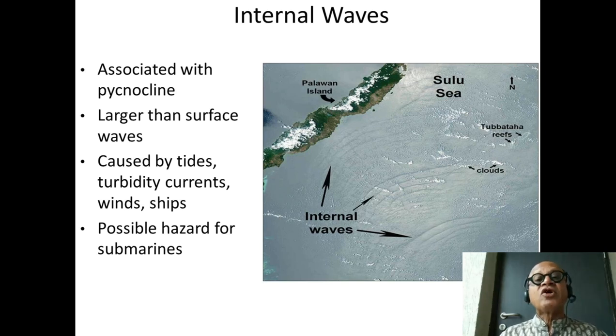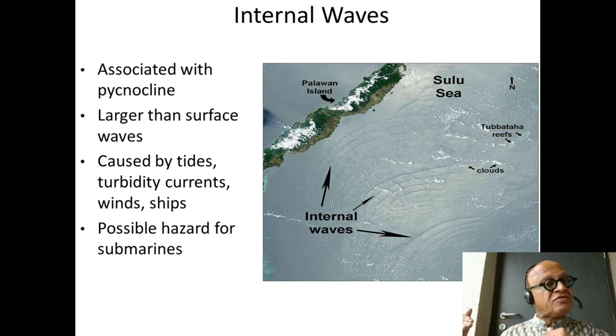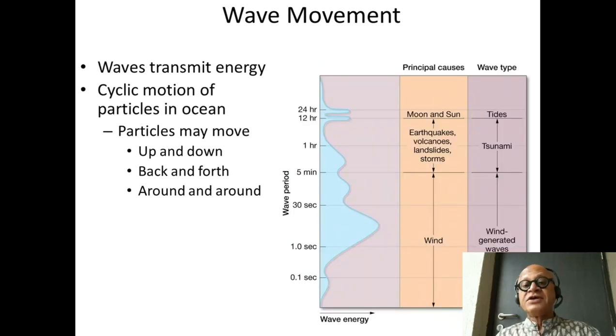Okay, these can be possible hazards for submarines. We'll see later that the surface wave perturbations go down to a certain depth, and the heaving of the surface waves can be avoided by the submarine by going below a certain depth beyond which the waves don't reach. But these other processes can cause internal waves which can still affect the submarines. In fact, if the wave fronts are very strong, they can actually chop off the periscope and so on. So the submarines have to be careful about it.